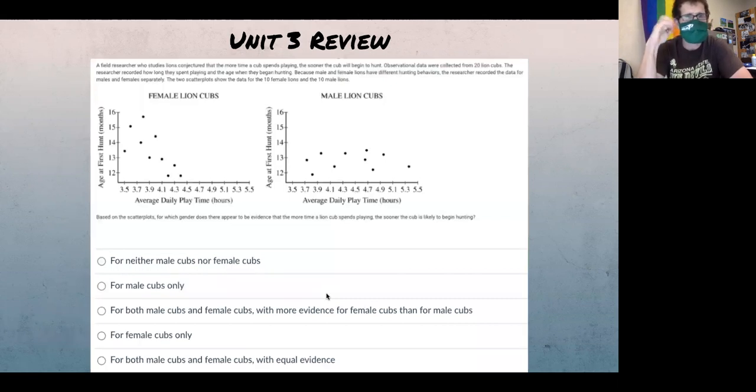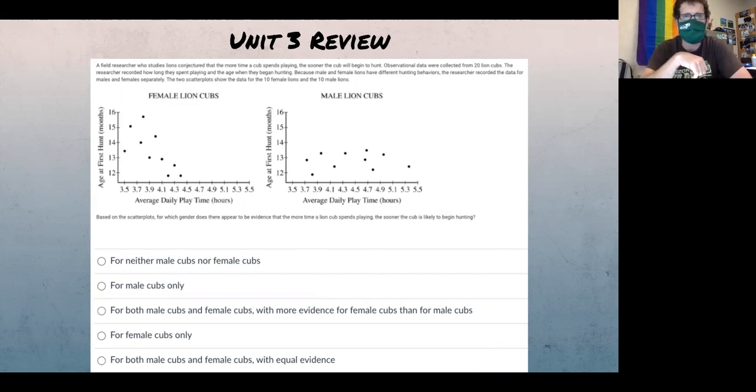Okay, a field researcher who studies lions conjectured that the more time a cub spends playing, the sooner the cub will begin to hunt. Observational data were collected from 20 lion cubs. The researcher recorded how long they spent playing and the age when they began hunting. Because male and female lions have different hunting behaviors, the researchers recorded the data for males and females separately. 2 scatter plots show the data for the 10 female lions and the 10 male lions.